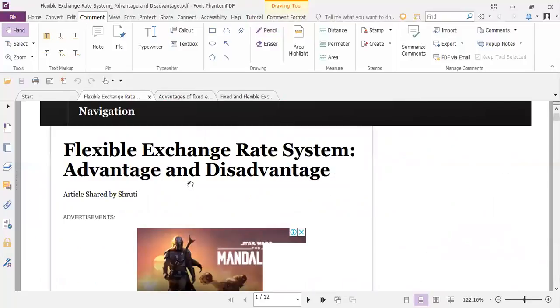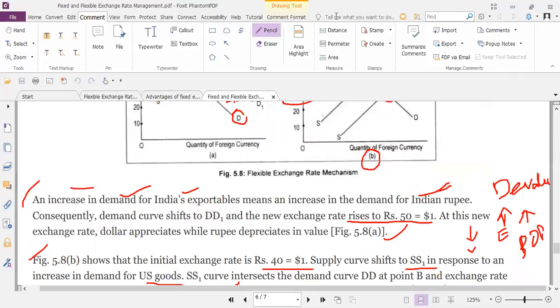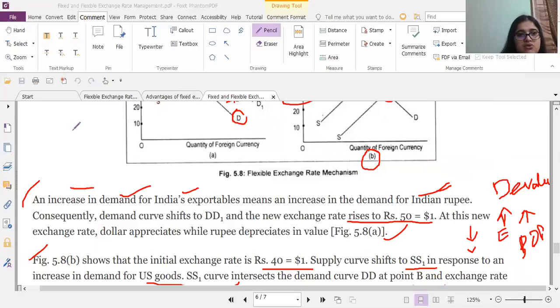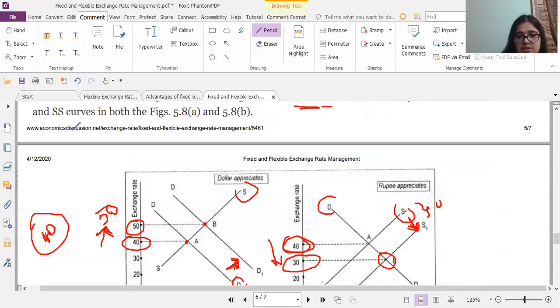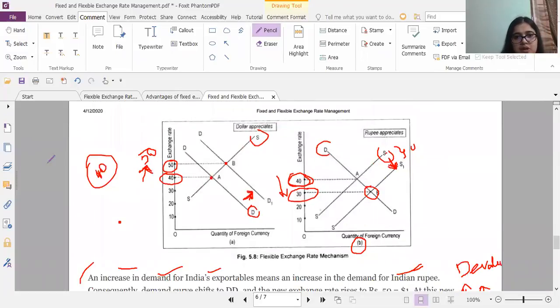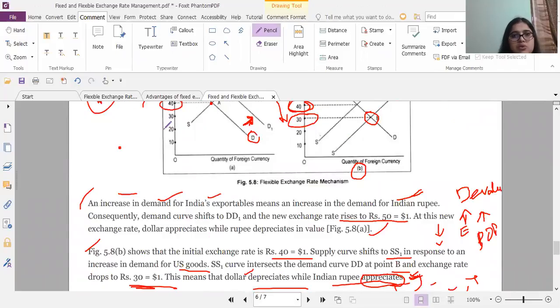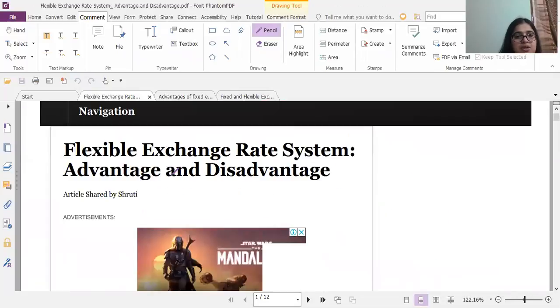We'll look at the advantages and disadvantages. Any doubts so far in this? You have any doubts? Any doubts you have, you can ask me before we proceed to advantages and disadvantages. So this graph is clear, right? Everyone has understood this. Okay, then we'll move to this flexible. We'll look at the advantages and disadvantages of it.